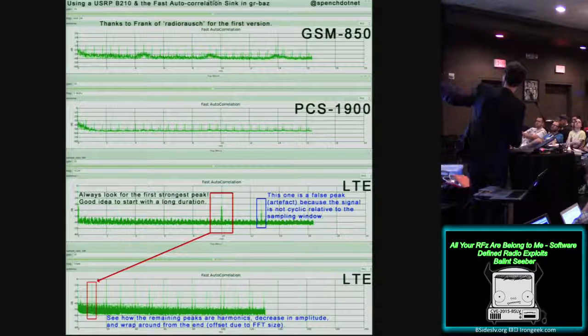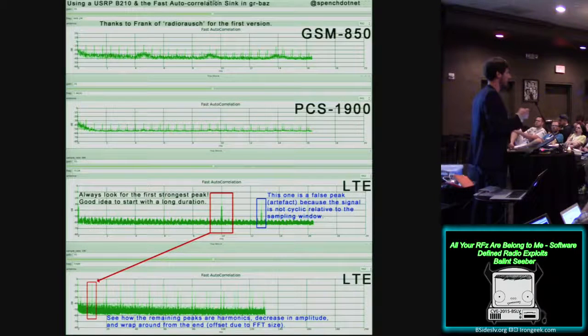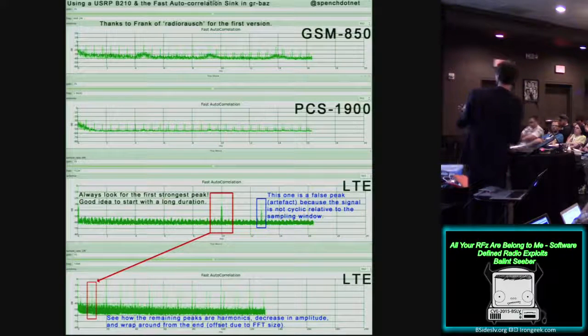And the way you interpret this kind of diagram is that you look for the first major peak that pops up. And that's telling you that there's something in your signal that repeats with that period. So there's a more obvious one here for LTE. And you maybe can't quite see it, but this first major peak actually appears at exactly 10 milliseconds.